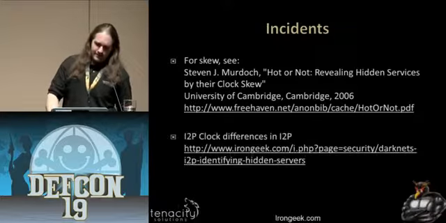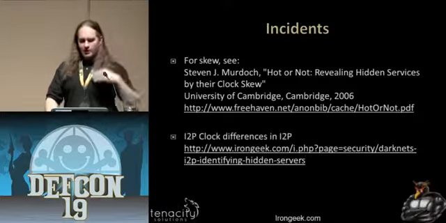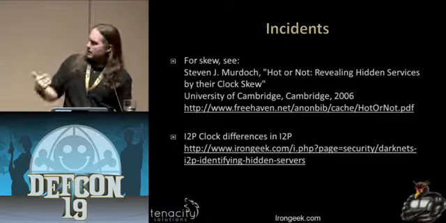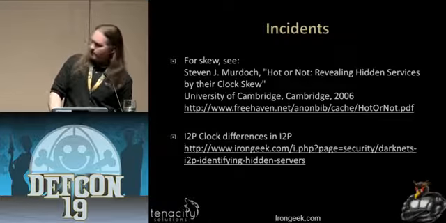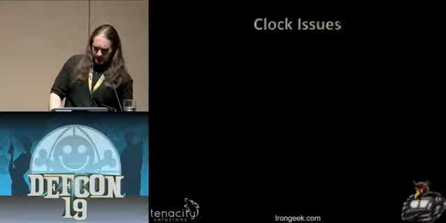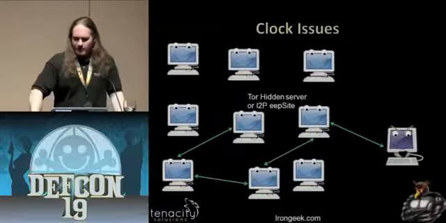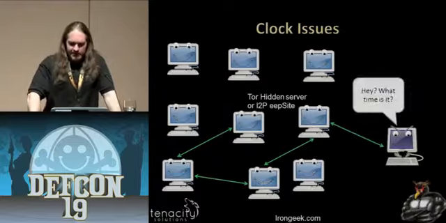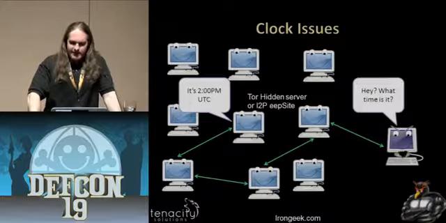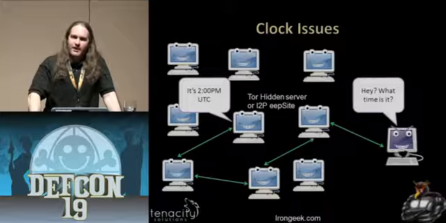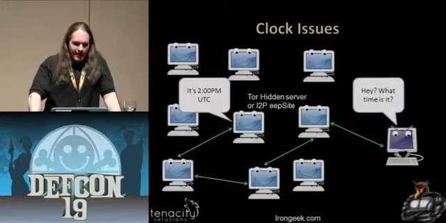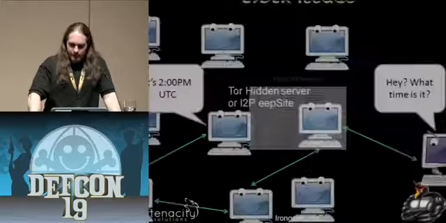There's also been some research on I2P clock differences, and I'm going to show you a table here in a second for a project I did for Tenacity a few months back. But a quick illustration, just because I love putting up these smiley computers. You ask what time it is, you get a report back, and you can start profiling, well, how different is this person from me, and how different is he from everybody else in the network?